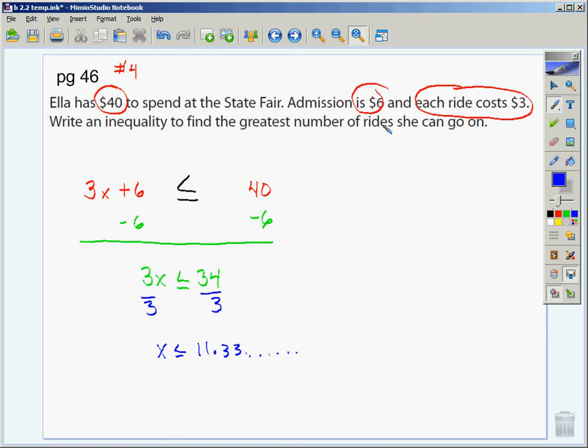In terms of my problem then, what does that mean? She can go on at most, what? 11 rides. Even though this was 0.333, it's not possible for me to ride part of a ride, so that decimal just dropped off. Everybody understand? Everybody got a copy?